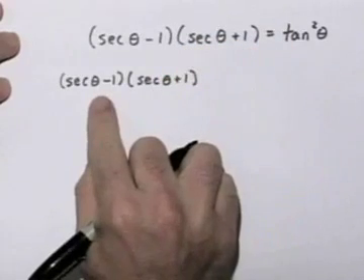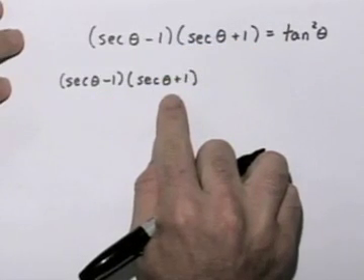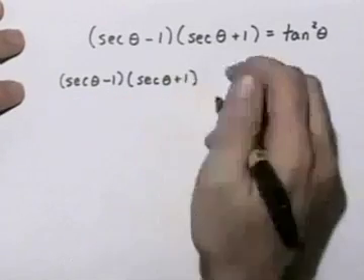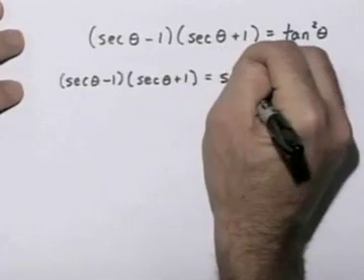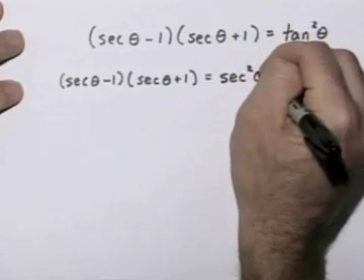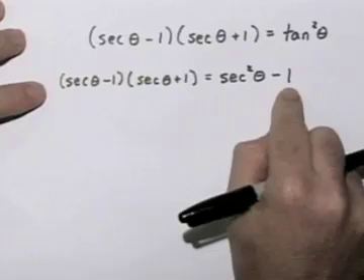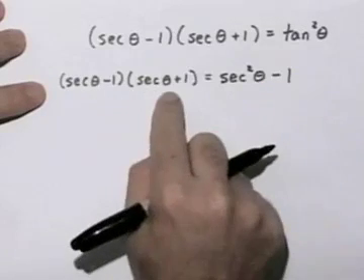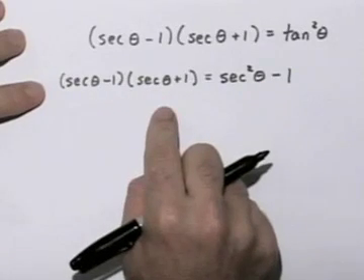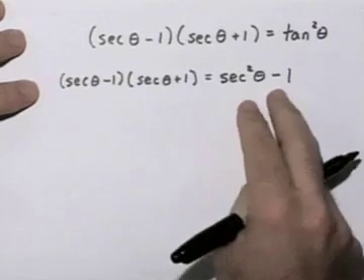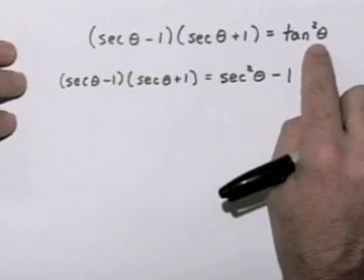So we have secant theta minus 1 times secant theta plus 1. You should recognize this as the difference of two squares. It's going to equal secant squared theta, the first term, squared, minus the last term squared. In other words, if you were to FOIL this, the middle terms would cancel each other out. Now, does secant squared of theta minus 1 equal tangent squared of theta?